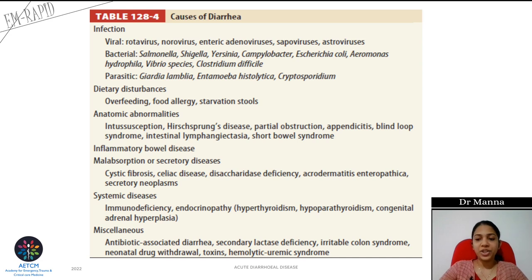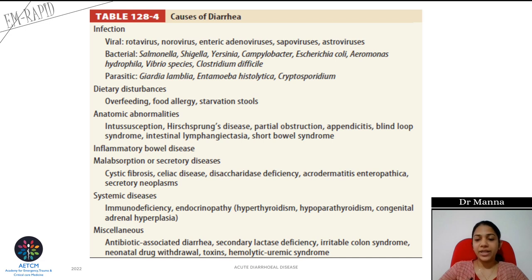Bacterial infection can be secondary to E. coli, Salmonella, Shigella, Yersinia, cholera, Clostridium difficile infections, like that. And some parasitic infections like Giardia lamblia, Entamoeba histolytica, Cryptosporidium can cause diarrhea. Some dietary disturbances can also cause diarrhea. It can be a food allergy, or overfeeding, or some children will be having starvation stools also.